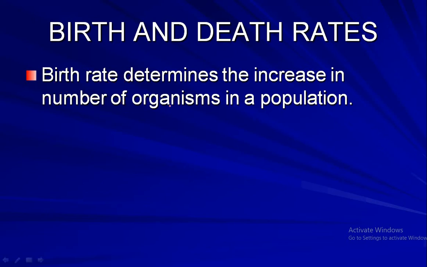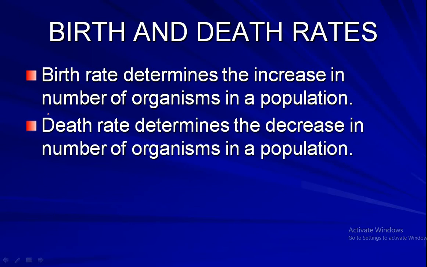birth rate determines the increase in number of organisms in a population. And death rate determines the decrease in number of organisms in a population. Okay, in reality, some organisms take birth and some organisms die. It is not that organisms will only take birth or they will only die, right? This process takes place simultaneously. So if the rate of birth, the birth rate, is more than that of death, then that will increase the population. The population size will increase if the birth rate is more than the death rate, right? On the contrary, if the death rate is more than the birth rate, if deaths are more than births, okay, then that will decrease the population size. Okay, I hope this much is clear to everyone.